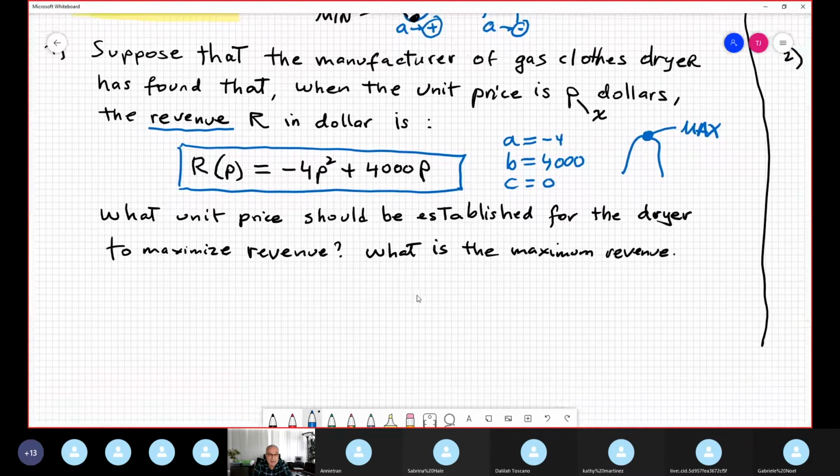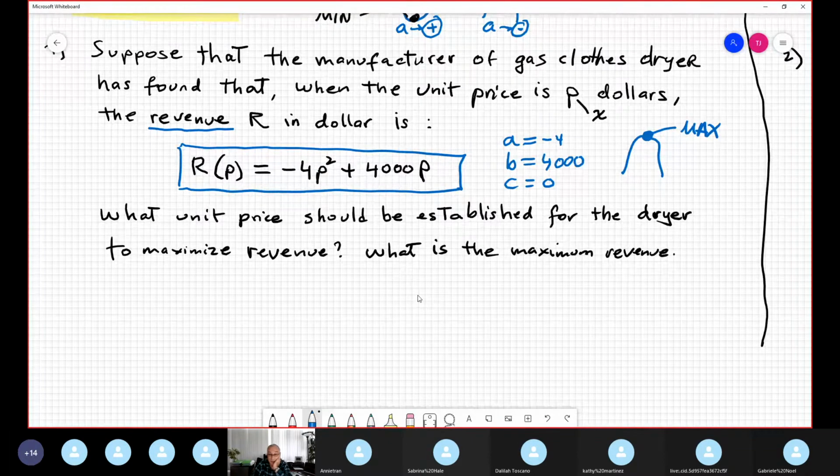So they want to know what unit price should be established for the dryer to maximize the revenue. So in other words, I need to find the vertex, which is the maximum in this case because A is negative and the parabola opens down. And finally, compute the maximum revenue.